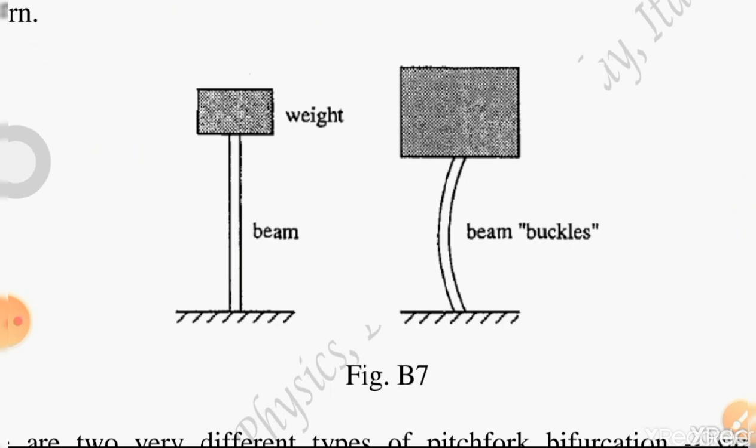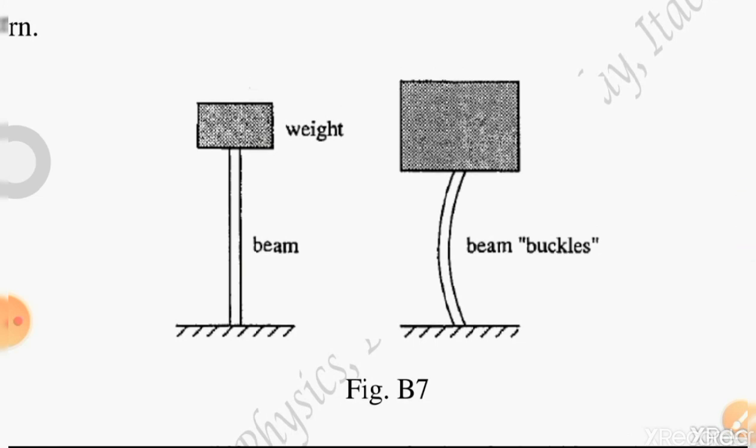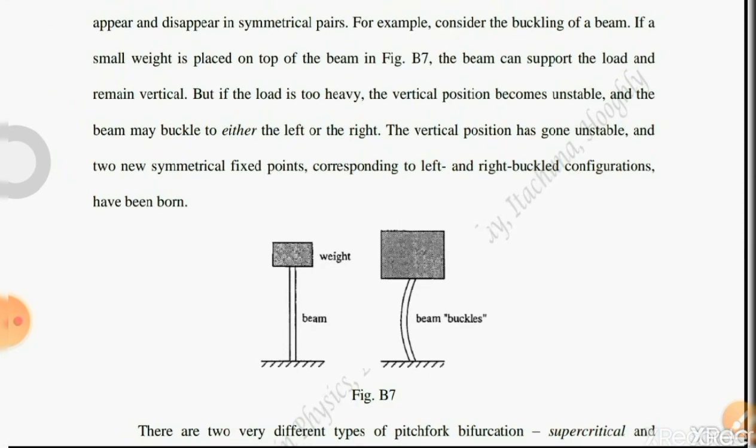When the weight is not too heavy, then the beam remains vertical. But if now the weight is increased, then this vertical position becomes unstable and the beam buckles. Now the beam may buckle either to the right side or to the left side. So the deformation can take place either to the left or to the right. So in this system there is a left-right symmetry present.